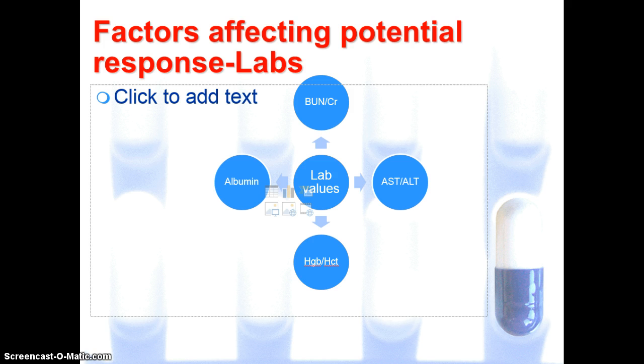Factors affecting potential response as far as labs. When we think about your BUN and creatinine, the kidneys, are they able to eliminate? Your AST and ALT are the lab tests that go with liver. Is this a healthy liver? So when we look at lab values, they very closely relate to our medication administration. Hemoglobin and hematocrit is your blood volume. Can you carry oxygen to the tissues? Are you getting good response at the tissue level to oxygenation, or are they hypoxic?